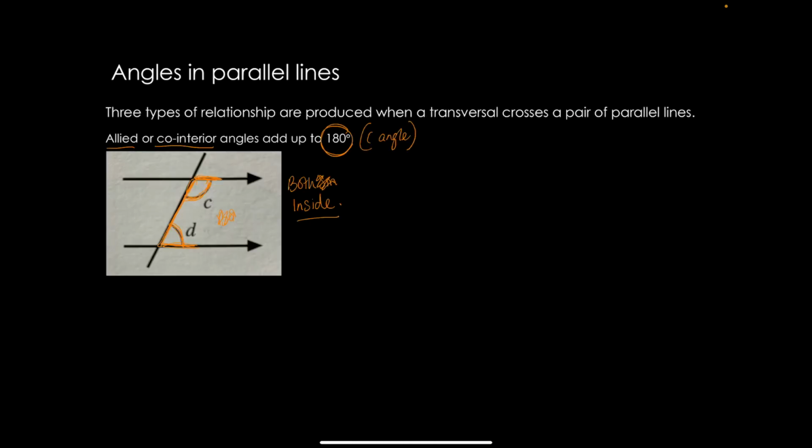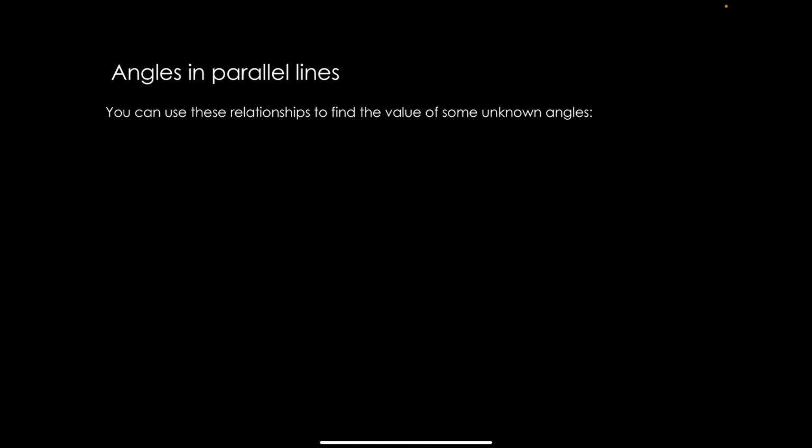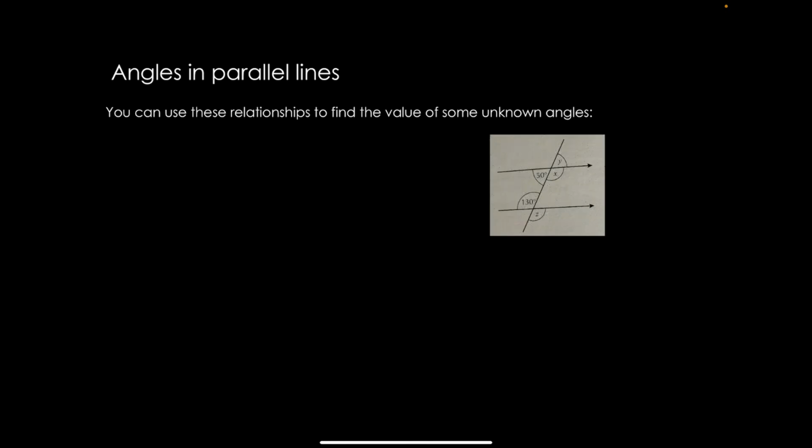Okay, so that's the three types of angle that you need to remember when dealing with parallel lines. Now you can use these relationships to find the value of some unknown angles. Okay, so here's an example. If you'd like to pause the video and have a go at working out X, Y, and Z, then feel free to do so. Okay, if you've had a go.